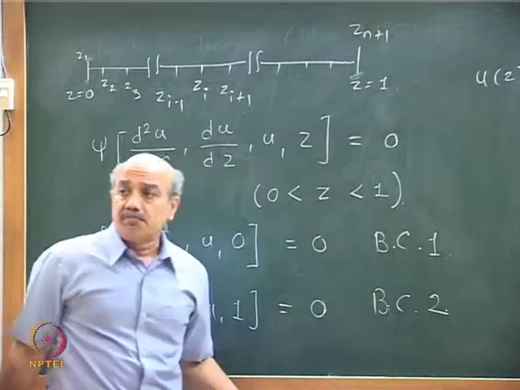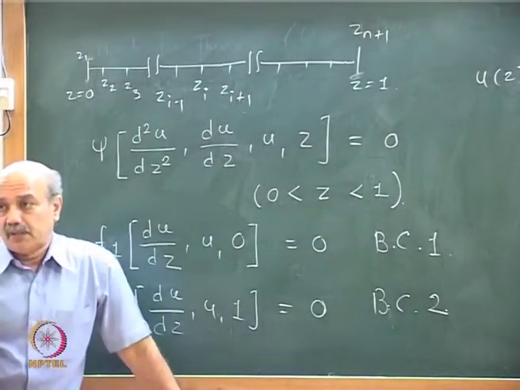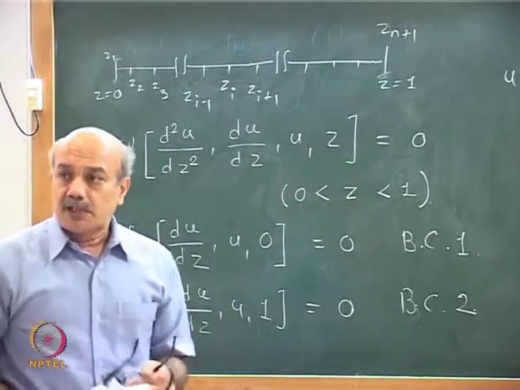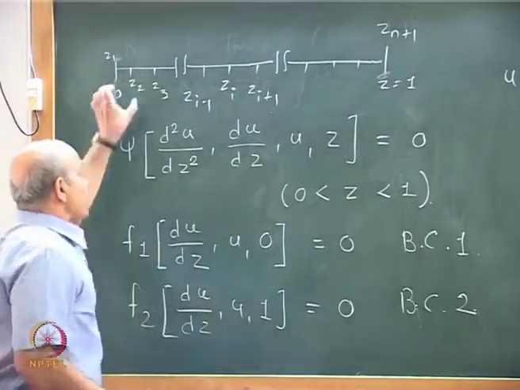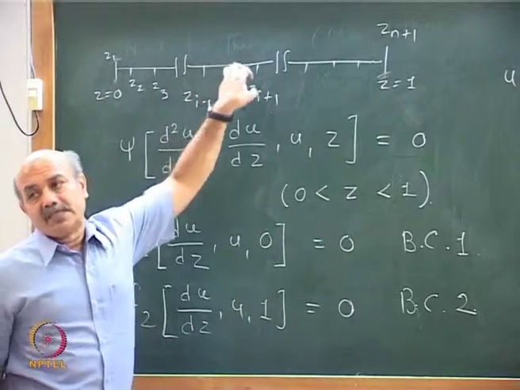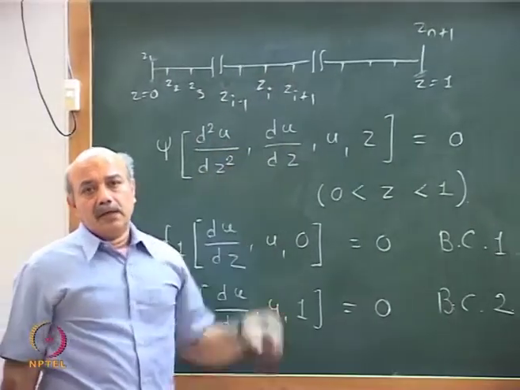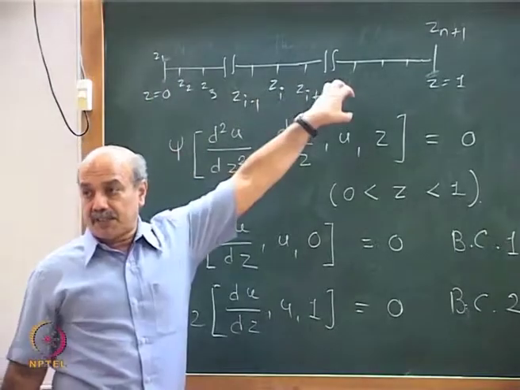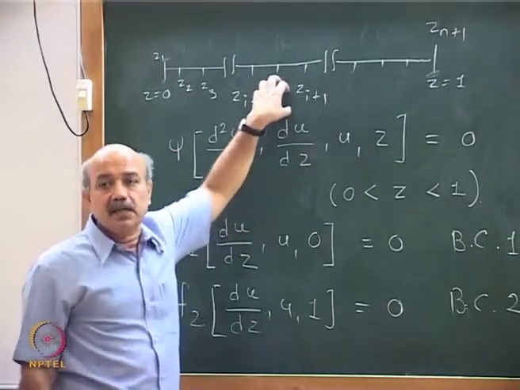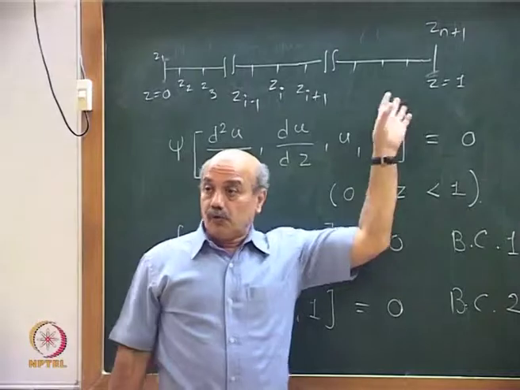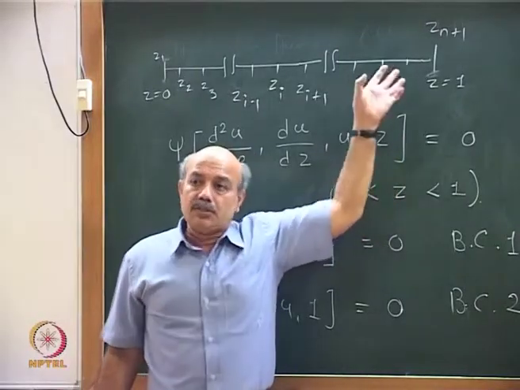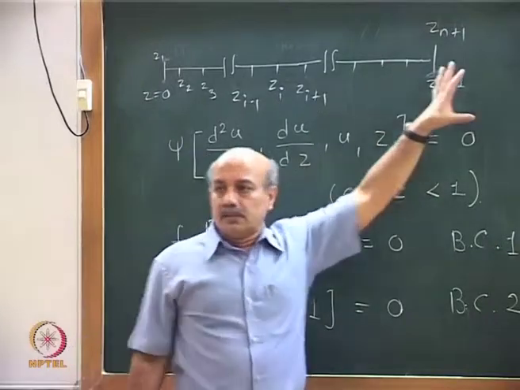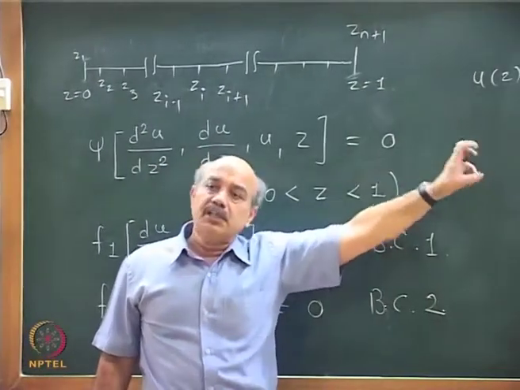Now these collocation points need not be equispaced. We have looked at the finite difference method, where we looked at two options. The grid points, as they were called in the finite difference method, could be equispaced or non-equispaced. In this case, though in principle no one stops you from taking equispaced points, we are going to look at these collocation points chosen in a particular way.